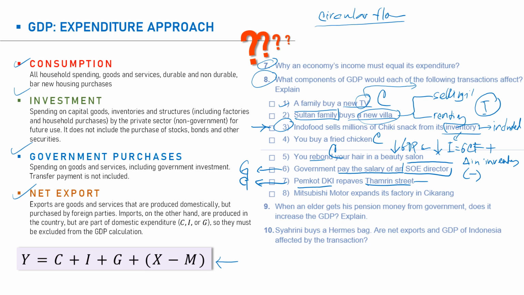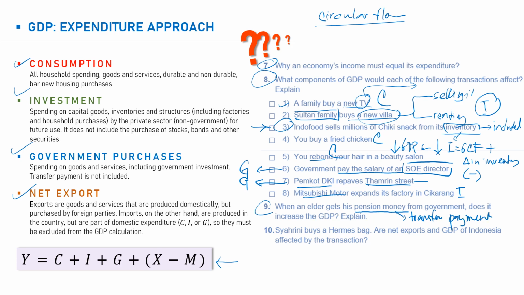Okay, and this one is quite clear. Private firms purchase capital. It must be investment. And number 9 is also clear enough as well. Since the pension money has nothing to do with the production in the economy, there is no resulting product because of giving pension money to the elders. All right, so it will become just a transfer payment, and all transfer payments will be excluded from the GDP.